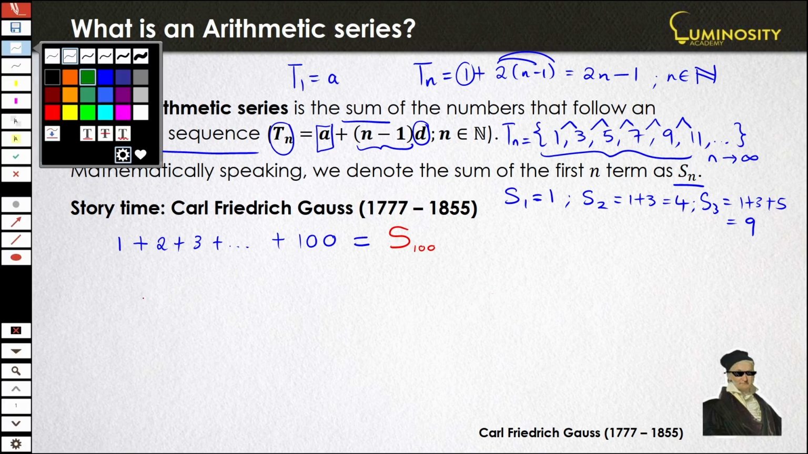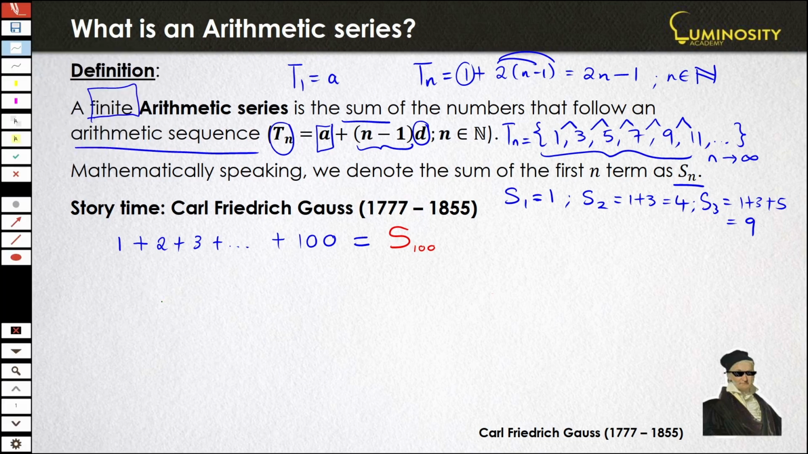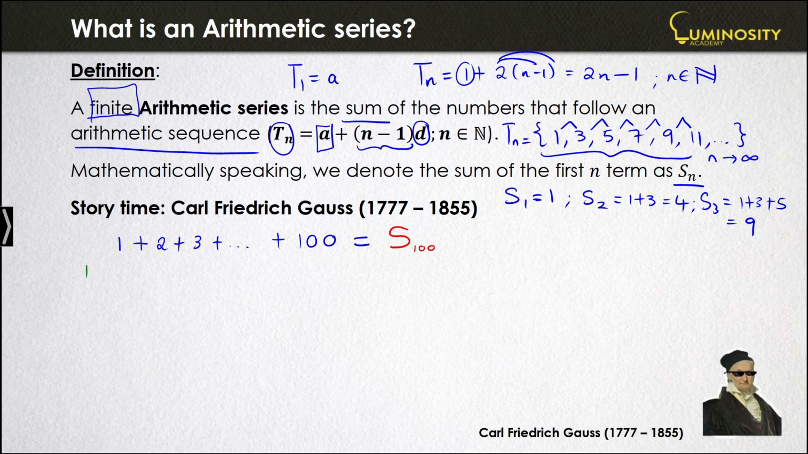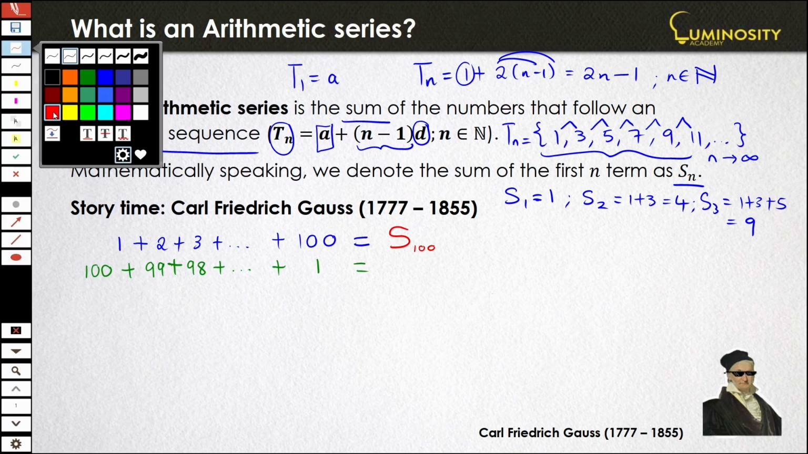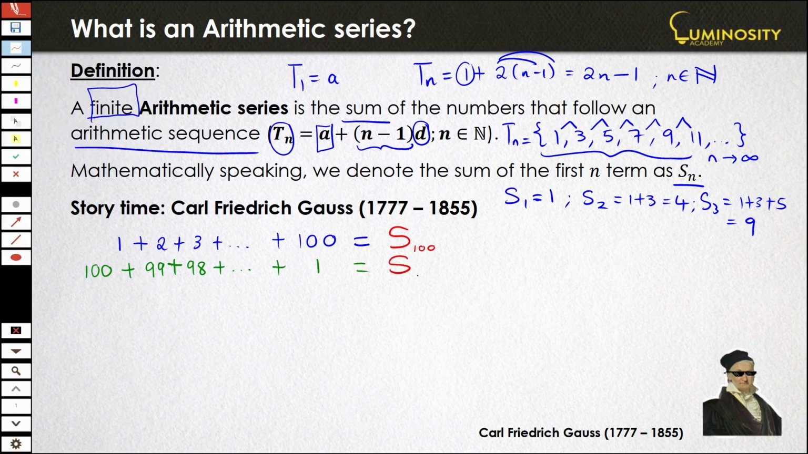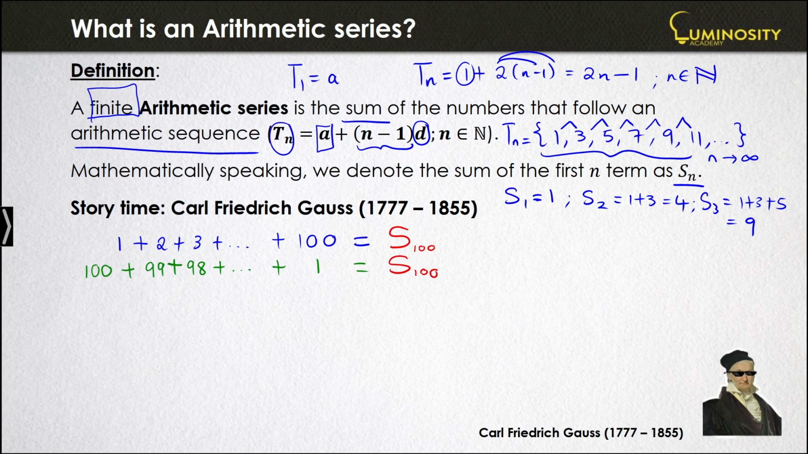Now I'm going to count it another way, Gauss said to himself. He said, I'm going to count it backwards. I'm going to count it as 100 plus 99 plus 98 all the way up to 1. Now that number is still S100, the sum of the first 100 terms. Notice that this is an arithmetic sequence as well. The first term is 1, and the constant difference is 1 as well, because you're just adding 1 to get to the next term.